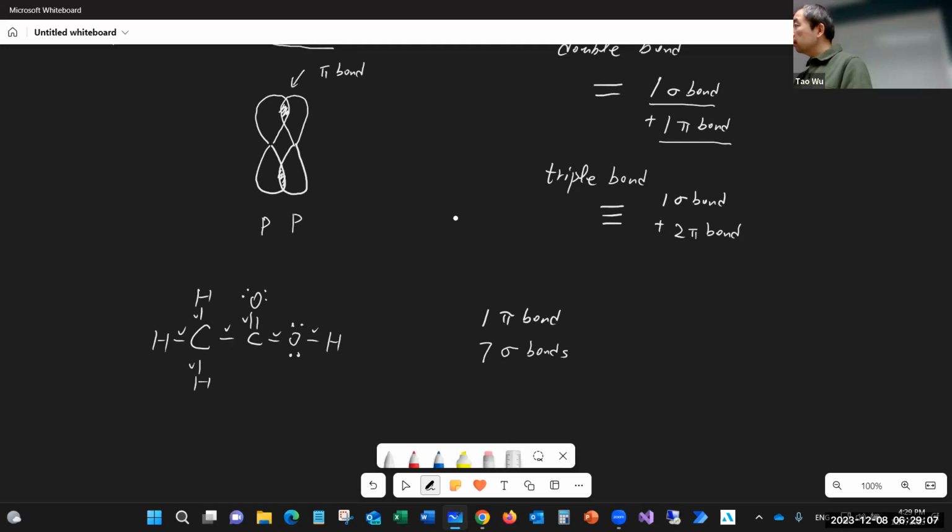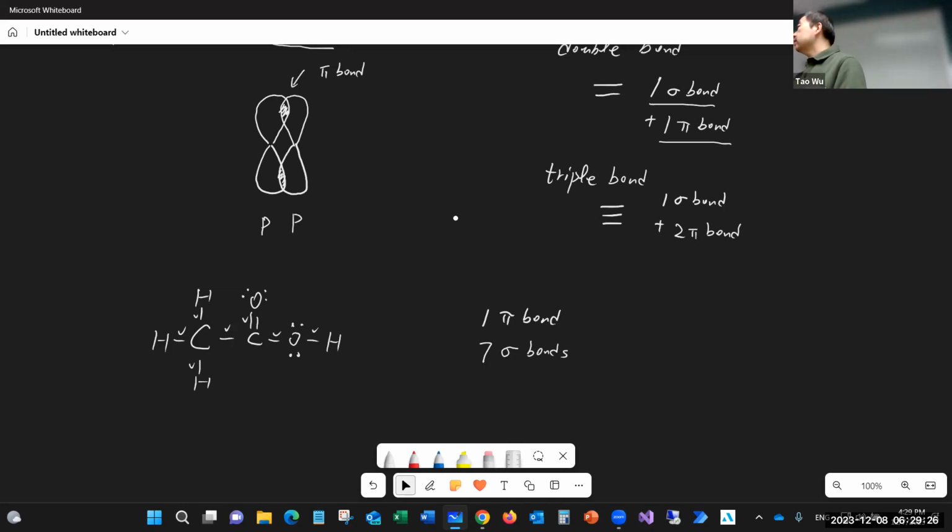That makes sense? This is considered a double bond, because it doesn't matter how many sigma bonds there are, as long as there's one present. It depends on the number of pi bonds present that determines whether it's going to be a double or triple bond.